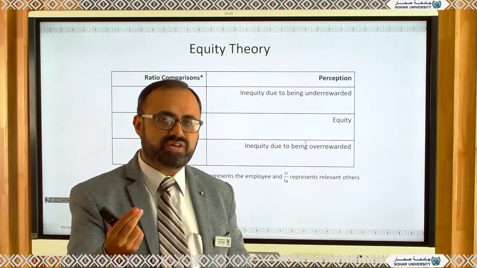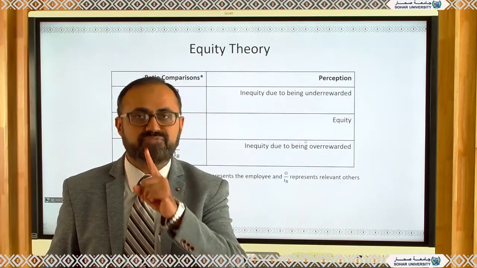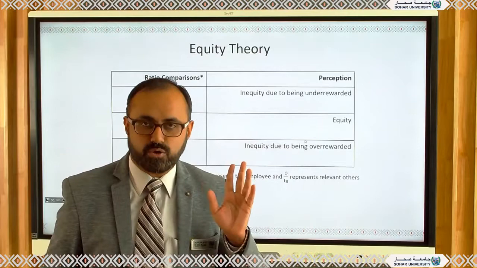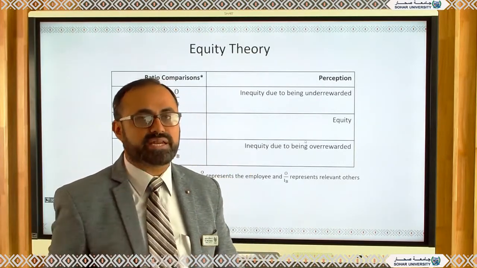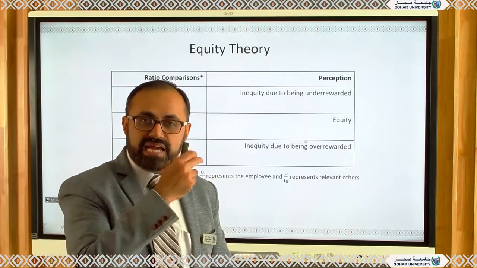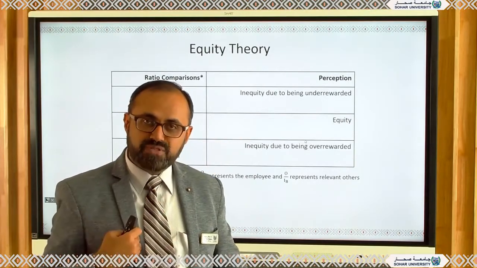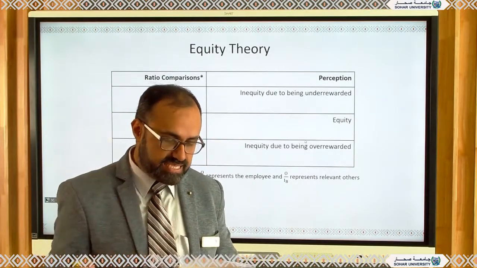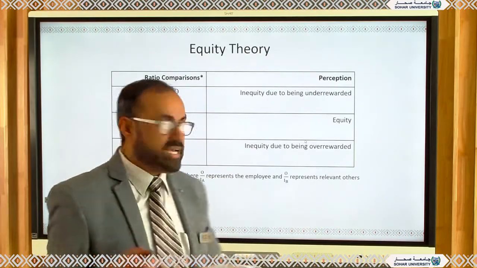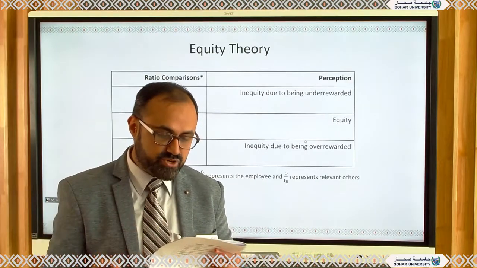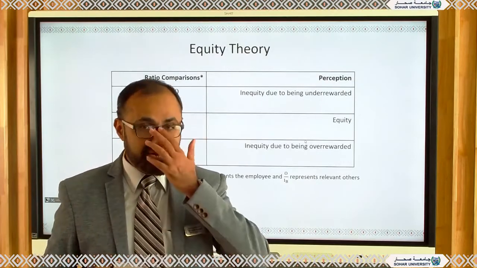Actually, there are two variables over here, input and output. The first thing is that you should compare a manager of finance with a manager of finance or manager of marketing only. So if your output can be compared and input can be compared, then you can actually compare them. If you see this equation, this is IA, the input of person A, and the output of person A, and the input of person B and the output of person B. If it is less, then it is inequality. If it is equal, it is called equality. And lastly, if it is greater, then this ratio is again called inequality, and being over-rewarded at the same time.